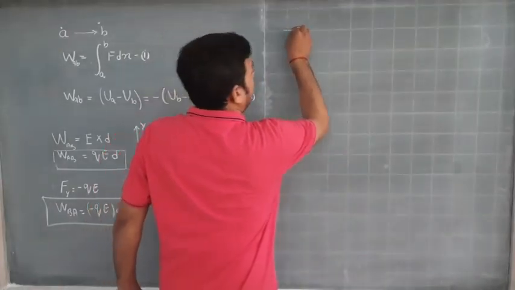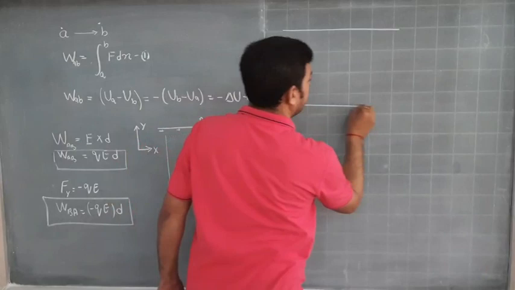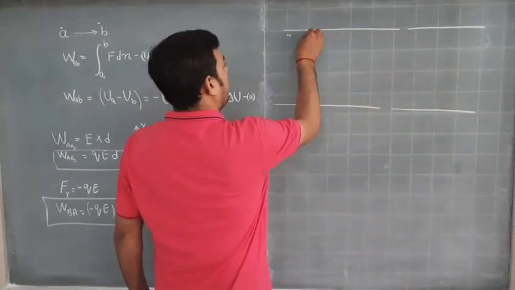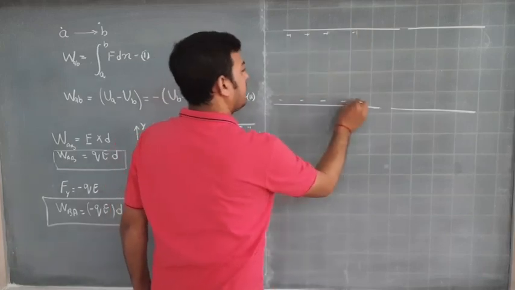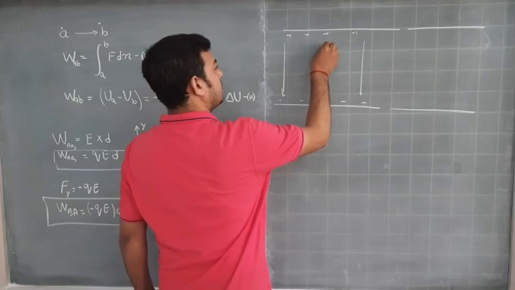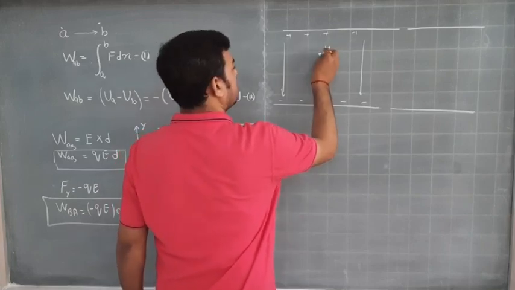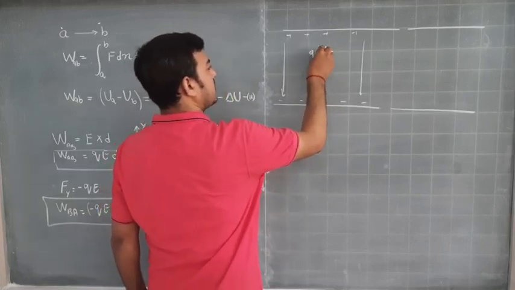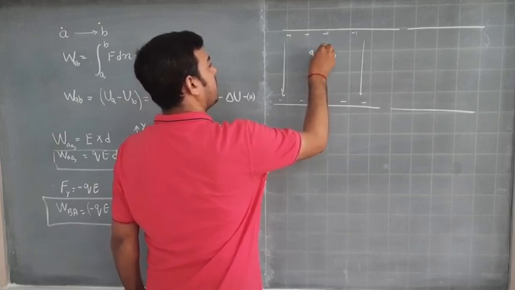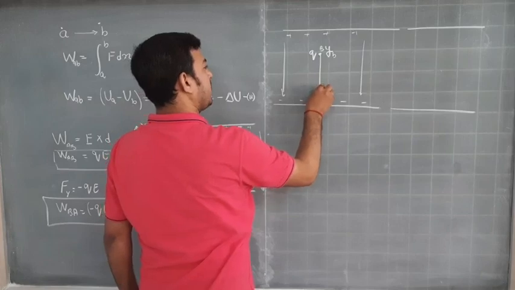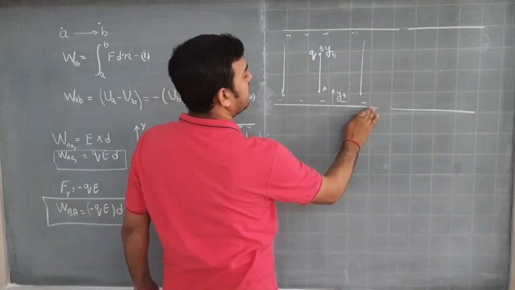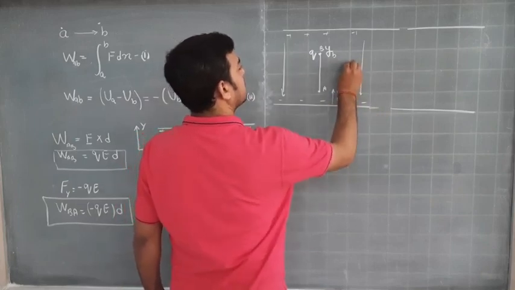Let us explore this idea in another way. Again, I am taking a region of uniform electric field over here, and there is a charge Q at a distance of y_B. This is my point B and this is my point A, and the position of this point from the bottom plate is y_A and this position is y_B.